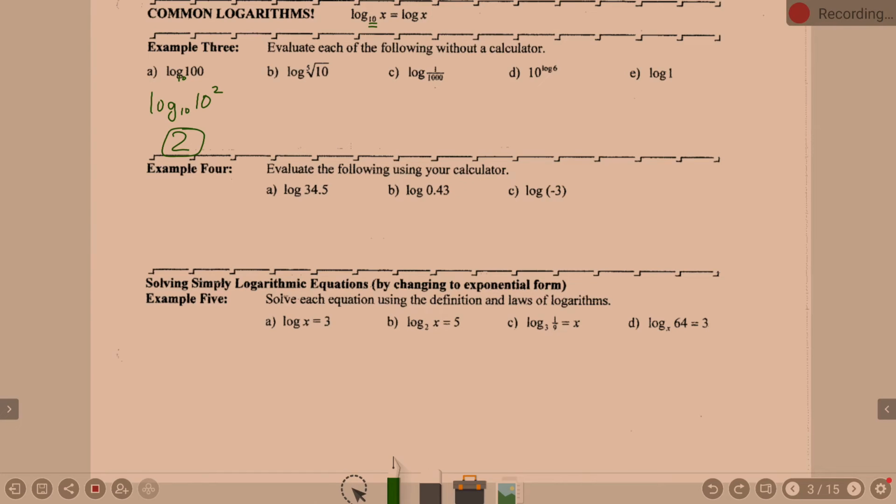We're not going to get the calculators out yet, but if you type in log of 100 on your calculator, it's going to say 2. You need to know the properties though, and that's what we're practicing right now.